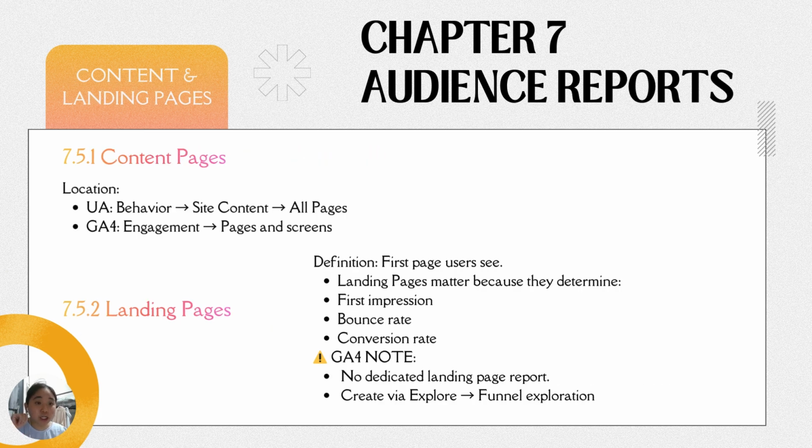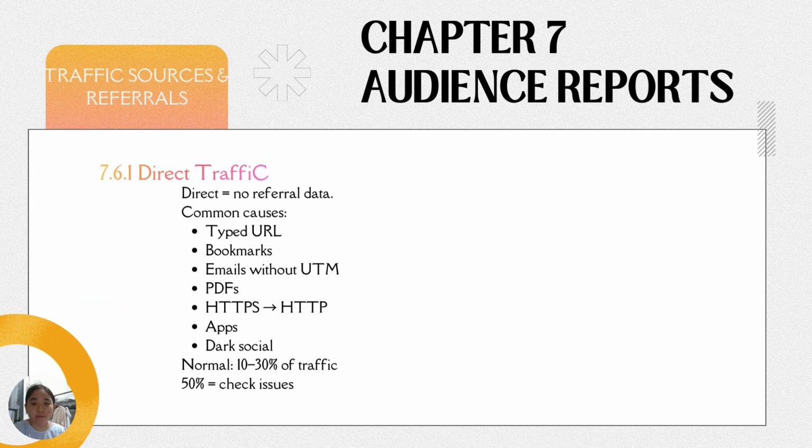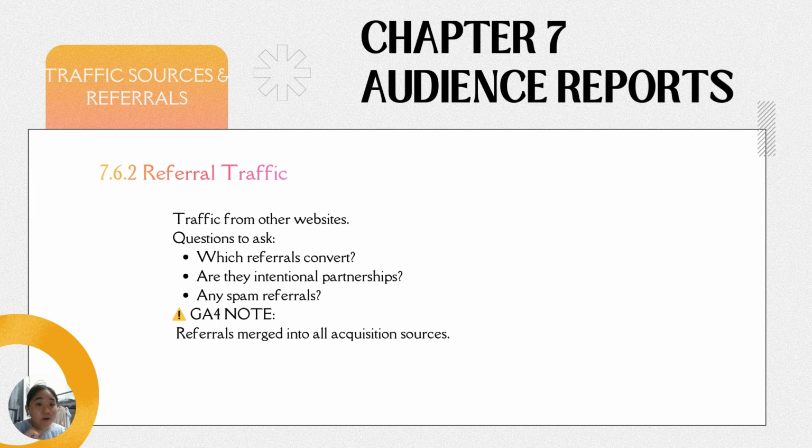For the content page location in UA, you can choose behavior, site content, and all pages. However, for GA4 it is engagement, pages and screens. The landing page is the first page that users see. Direct traffic, as I mentioned before, is no referral data, and referral is traffic from other websites.